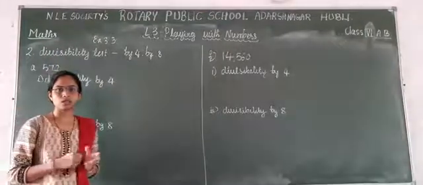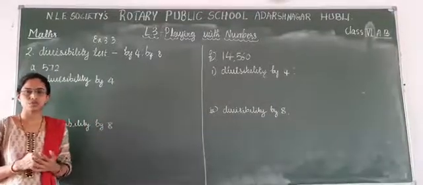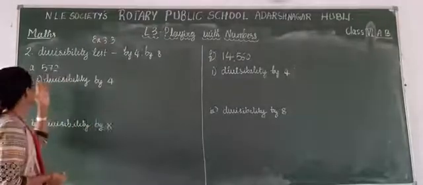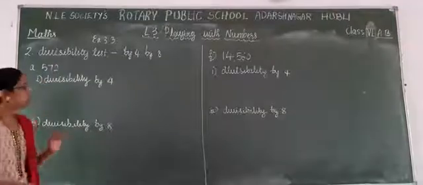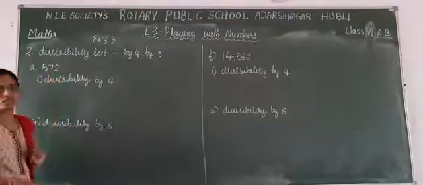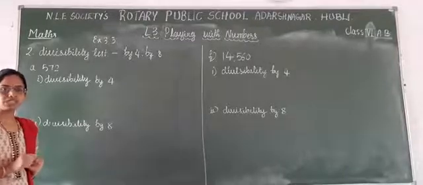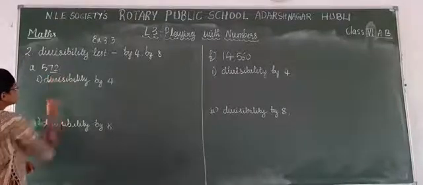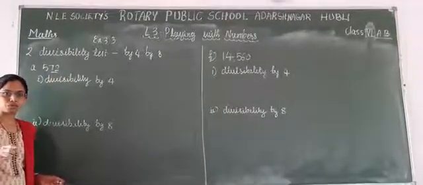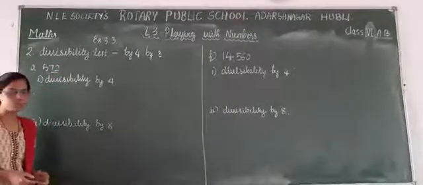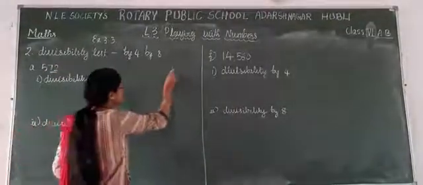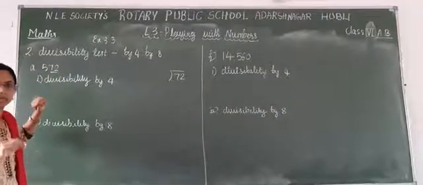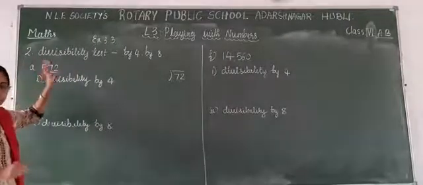We have to test using divisibility test of 4 and 8. We have to determine whether the following numbers are divisible by 4 and 8. First question, 572. Whether 572 is divisible by 4 or not. So the divisibility test of 4 is the last two digits, the ones and tens place. If they are divisible by 4, then the whole number is divisible by 4. So last two digits, let's check. 72. If the number in ones place and tens place taken together is divisible by 4, this whole number will be divisible by 4.